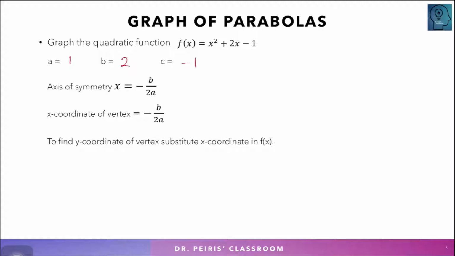Then we can find the axis of symmetry using the relationship x = -b/2a. So let's find it. Minus b is -2, 2 times a is 2 times 1.